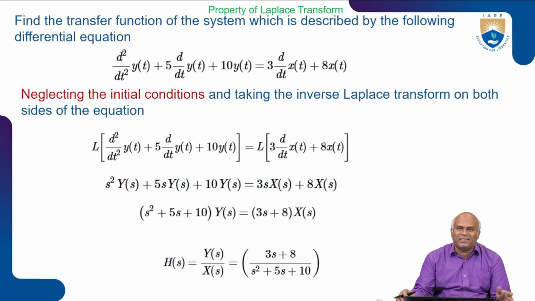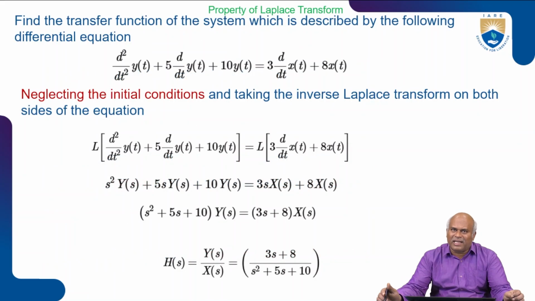Okay. Let's take an example. Find the transfer function of the system which is described by the following differential equation: d square by dt square y of t plus 5 d by dt y of t plus 10 y of t equal to 3 d by dt x of t plus 8 x of t. Here we neglect the initial conditions; the initial condition is equal to 0.